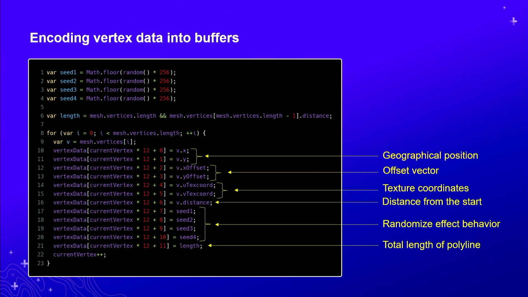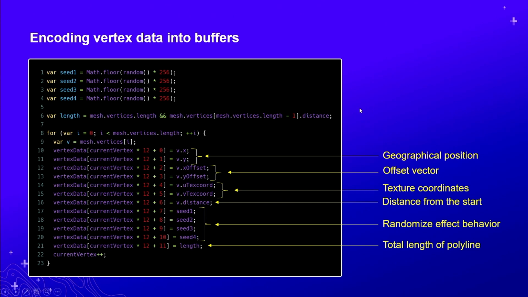One is the total length of the polyline. We want every fragment to have access to the total length of the polyline in order to implement some advanced animation effects. And also we encode 4 pseudo-random seed values, which again will be used in the vertex shader to introduce some variation between polylines and make the visualization look more interesting.